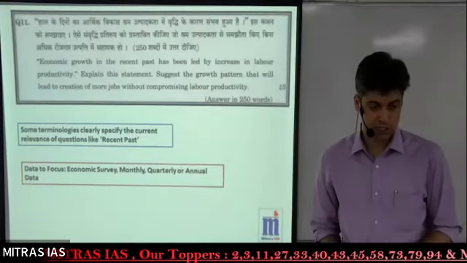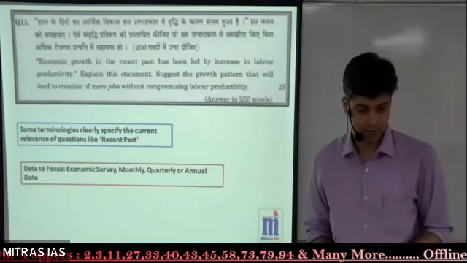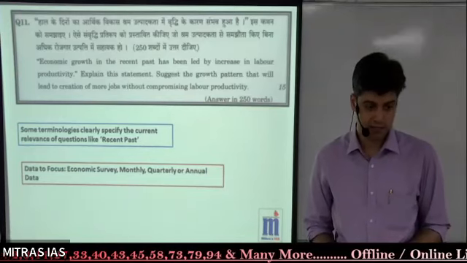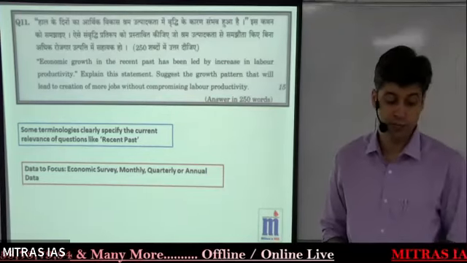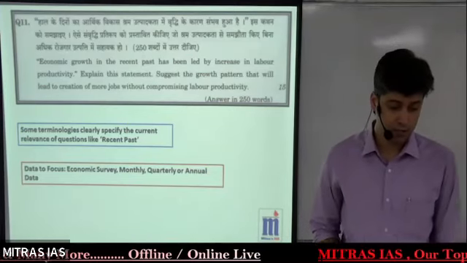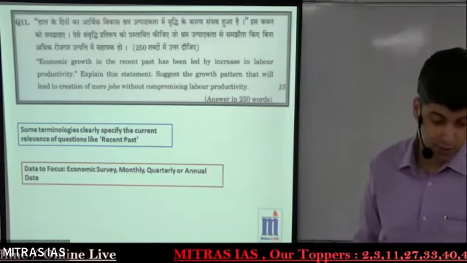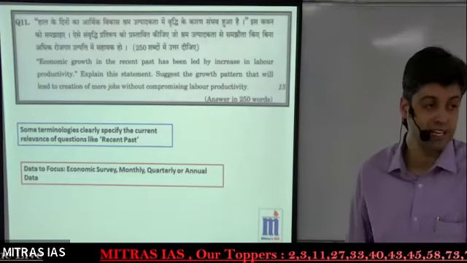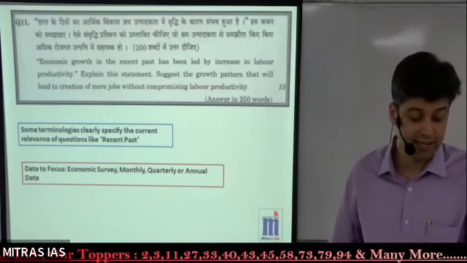Economic growth in the recent past has been led by an increase in labor productivity. Explain this statement. Suggest the growth pattern that will lead to creation of more jobs without compromising labor productivity. So some terminology clearly specifies the current relevance of a question, like recent past. So here the word is mentioned, economic growth in the recent past. Data to focus on here: economic survey, monthly, quarterly, annual data.